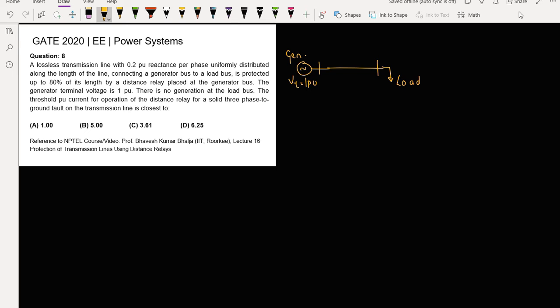The transmission line reactance is given as 0.2 per unit. The distance relay is placed near the generator bus. This is our distance relay. This distance relay provides protection to 80% of the length of the transmission line, or we can say that the reach of the distance relay is till 80% of the length of the line. So we can mark this as the protected zone.